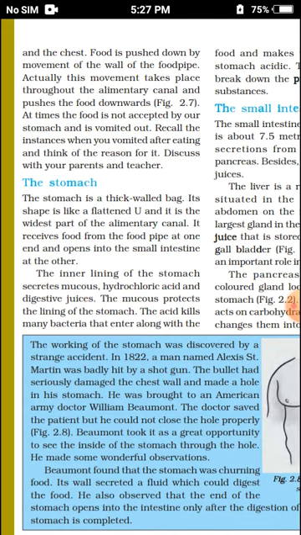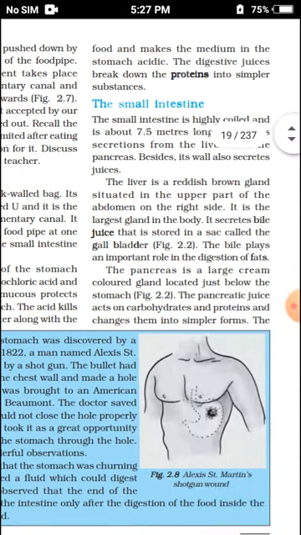Mucus prevents the lining of the stomach from the hydrochloric acid, and the hydrochloric acid kills the bacteria and provides the acidic medium for the digestive juices, or enzymes, which break the proteins into simpler substances.